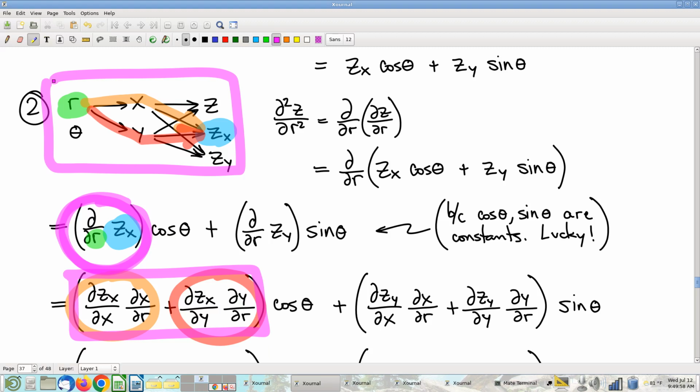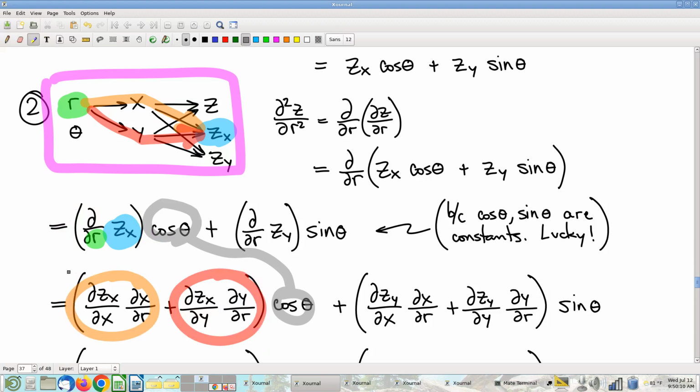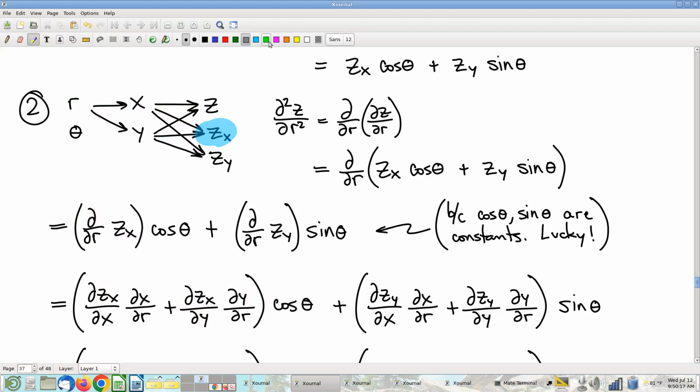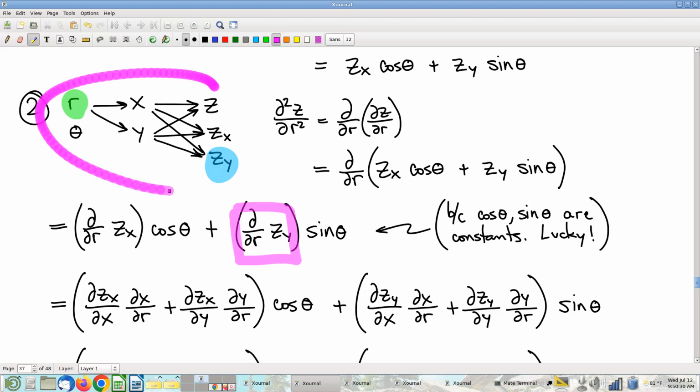Right. Then, of course, constant cosine theta, nothing happened there. That just comes along for the ride. You can make an analogous argument, and this is a healthy exercise I'm going to encourage y'all to do for yourselves. But think through how you would, let me just get rid of all of that, how would you compute the partial of zy with respect to r, right? Because that's what that is.